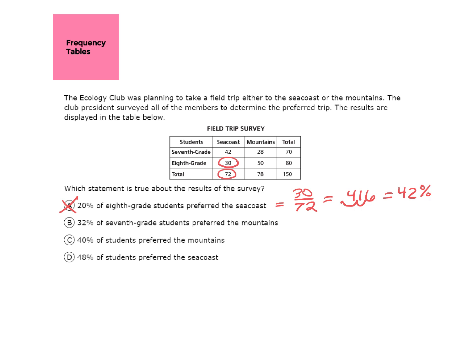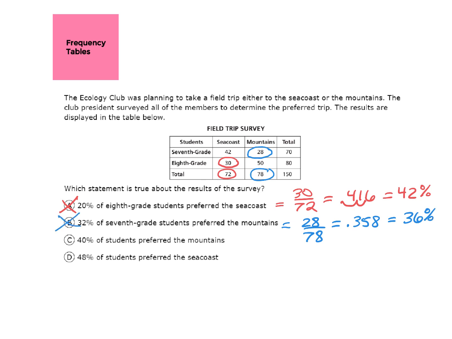32% of 7th graders preferred the mountains. So I'll switch to blue. So 7th graders, there's 28 that preferred the mountains out of 78. So we would say 28 out of 78. Do the same thing with our calculator. Divide the top number by the bottom number. And we will have 0.358. So that's almost 36%. So I say that's also not true.